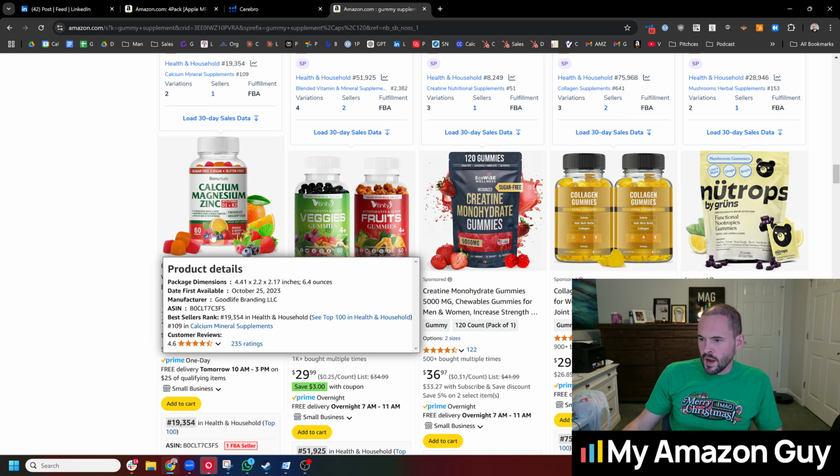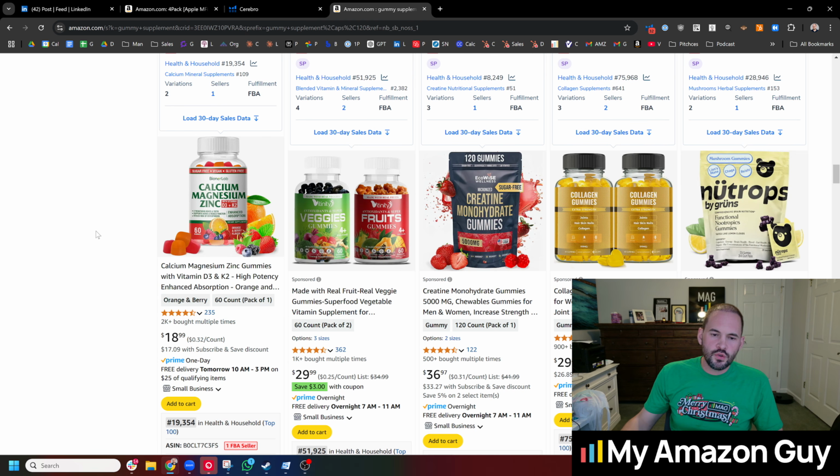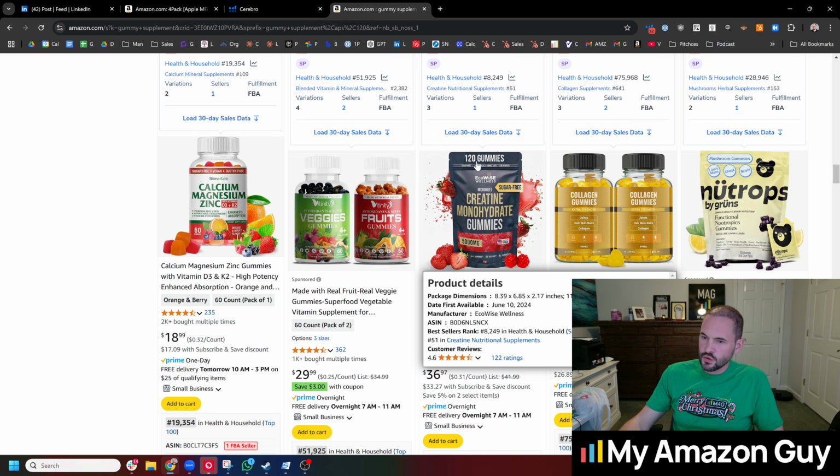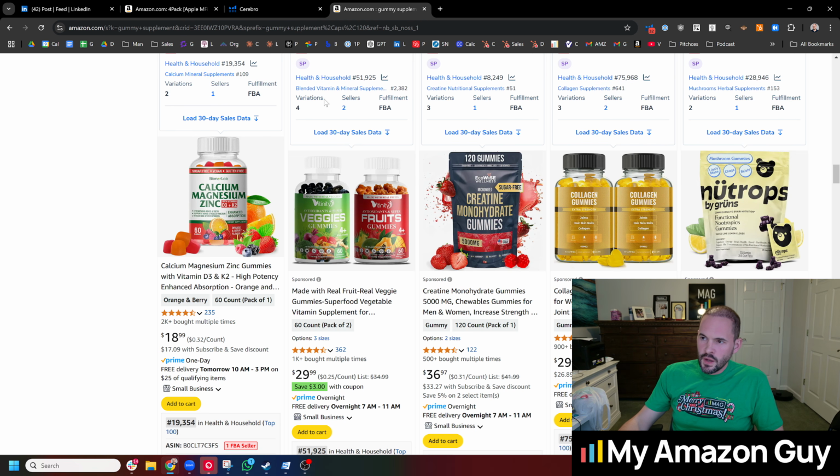What I'm really hoping to find is one of these 60 servings right there. So how much comes with it is very important for CTR. 120 gummies, that's very important. So these are ways you can improve the click-through rate by simply adding information to the main product.